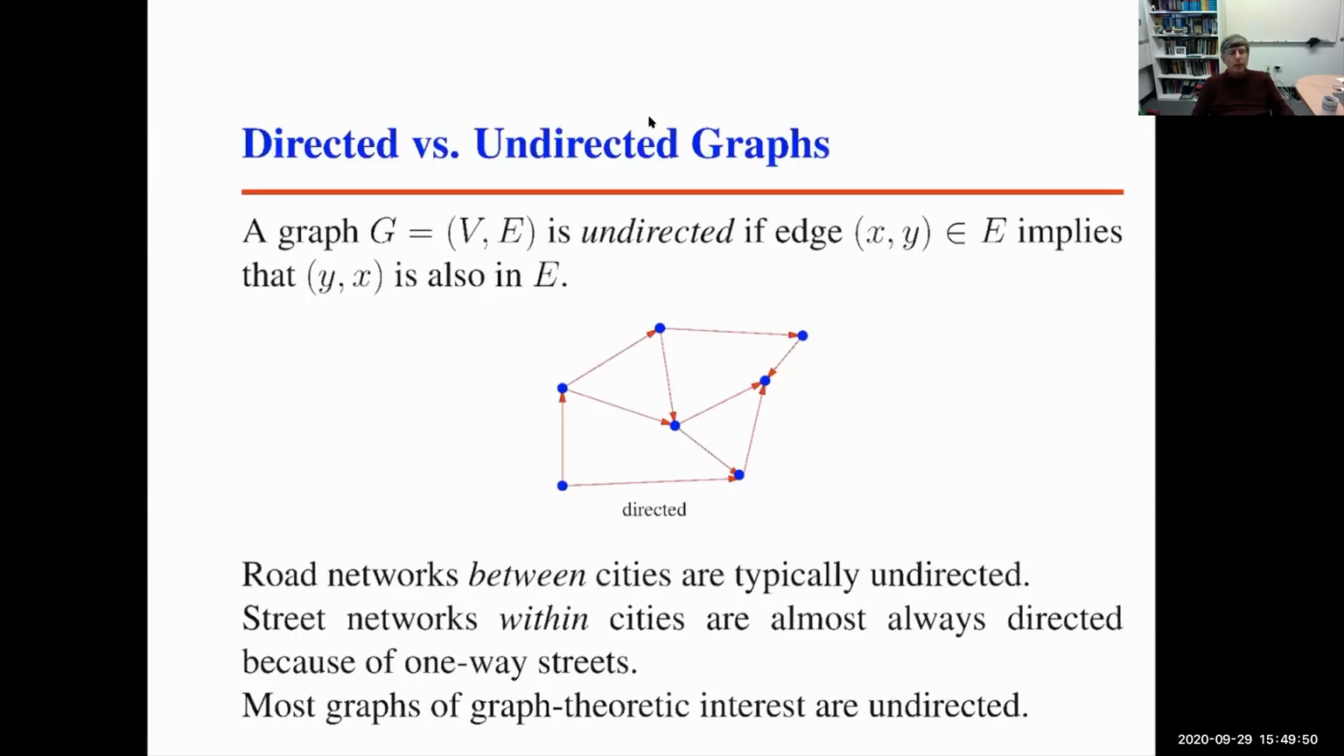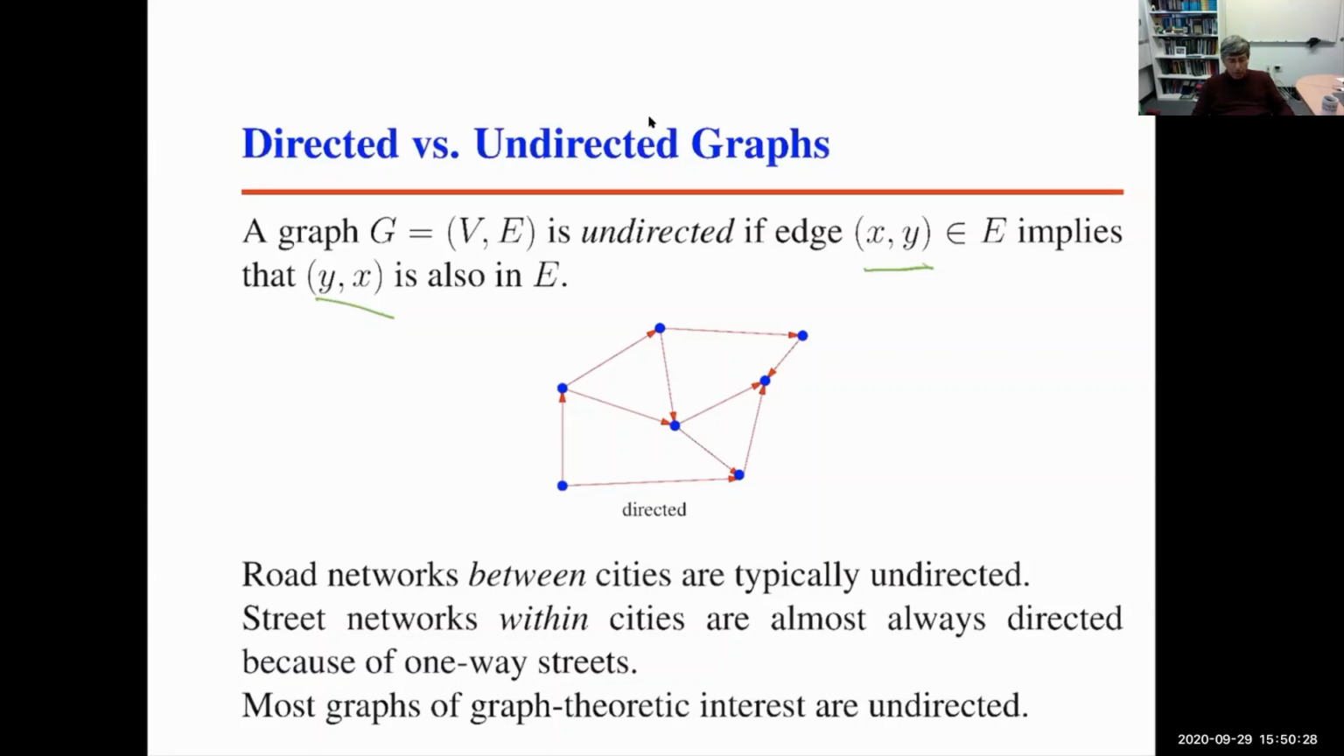The first is the difference between directed and undirected graphs. A graph is undirected if edge xy implies yx is in the graph. A graph is directed if that's not true, if there exists some pair of vertices where xy is an edge, but not yx.